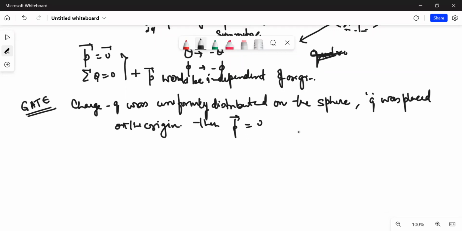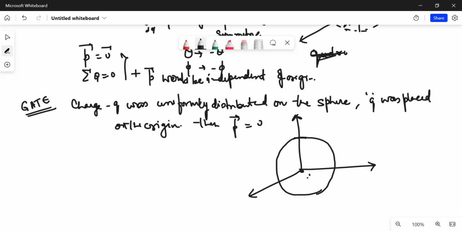Why would the net dipole moment be zero? Because your total charge is zero. The first thing is that your total charge is zero, and if your total charge is zero, that implies your dipole moment would be independent of origin. This is something that we have derived.